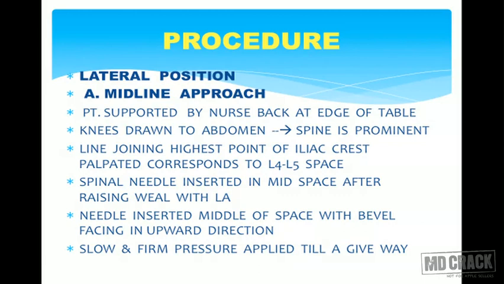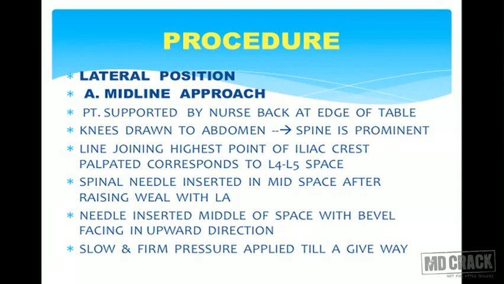In midline approach, just as you can see on your screen, the patient is supported by a nurse at the edge of the table. Knees are drawn close to the abdomen so that the spine is made prominent as the patient sleeps in lateral position. Now you mark an imaginary line joining the highest point of your iliac crest, which is palpated on both sides, and the imaginary line joining the two highest points of the iliac crest corresponds to the L4 L5 space.